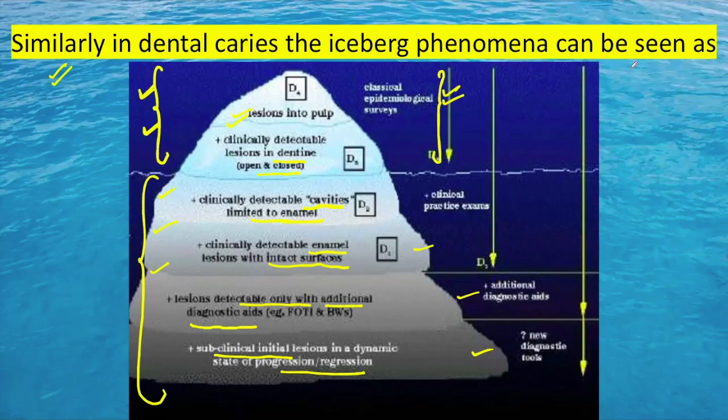Clear? From this iceberg phenomena, we can conclude that we should not only see the part which is visible, that is, the caries which have extended to dentine or which have involved the pulp. We should also look at other teeth with incipient and initial carious lesions, which either can be remineralized or can be arrested at that initial stage only. Clear? I hope this iceberg phenomena in diagnosis of dental caries is clear to you.